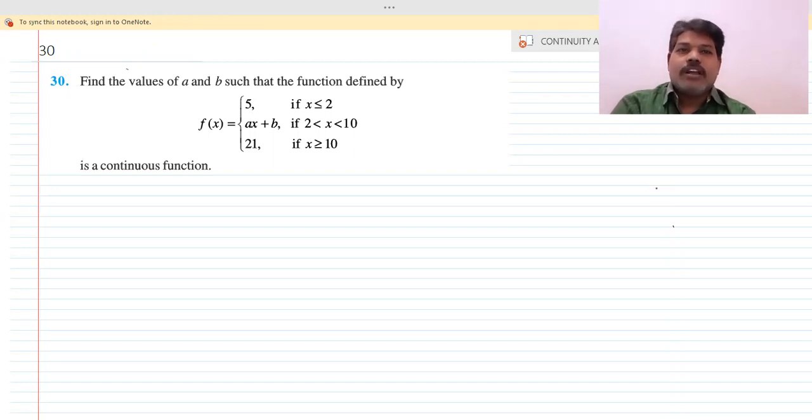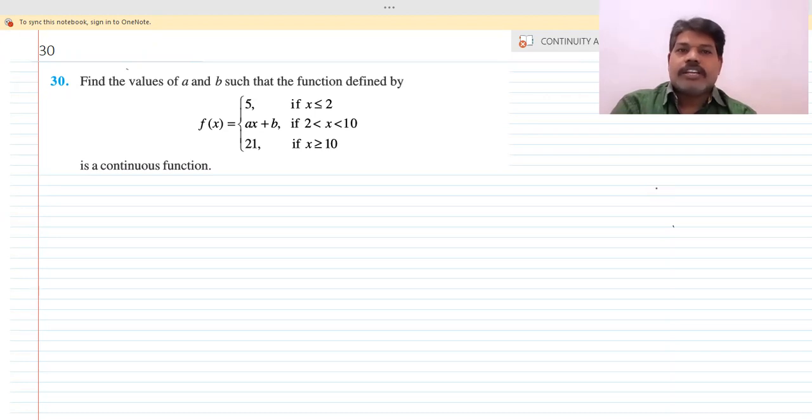In this question, find the values of a and b such that the function defined by f of x is equal to 5 if x is less than or equal to 2, ax plus b if 2 is less than x less than 10, and 21 if x is greater than or equal to 10. So the function is defined like this.